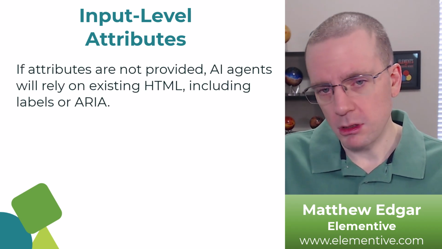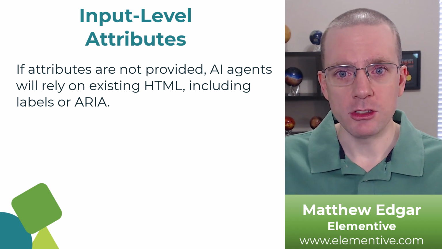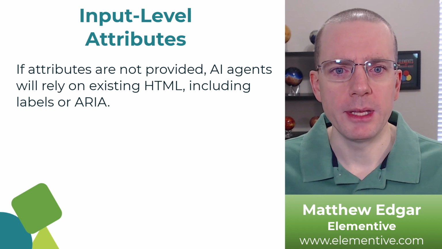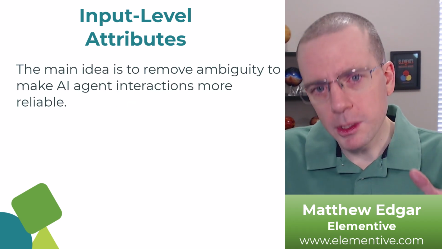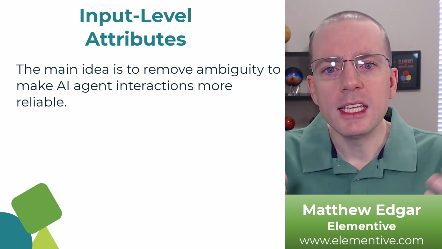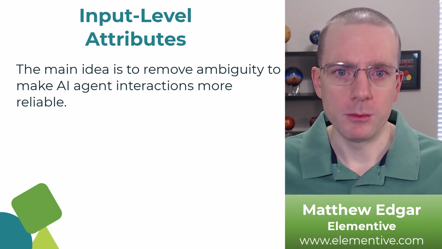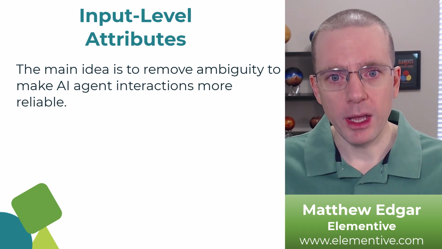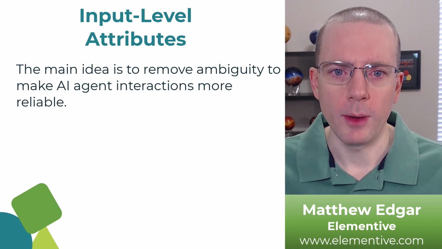If these attributes are not provided, that's okay. They're optional on input fields, and AI agents can fall back to existing signals. So they can use label elements, or maybe they can use ARIA attributes that are on the form. But the more you can provide this information, you're explicitly defining what these fields do. And the idea of everything with WebMCP is removing ambiguity for AI agents. That way you can help AI agents have a more reliable interaction with your website.